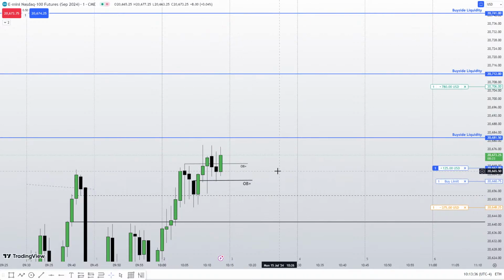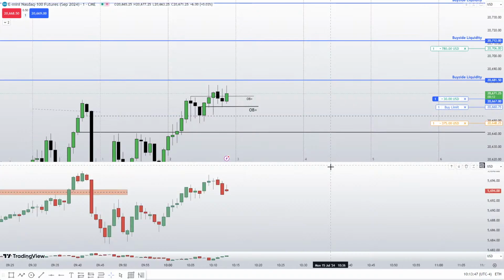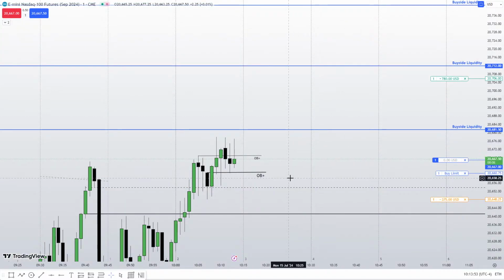So these are the times when you should take some partials at this buy side liquidity and move your stop loss to break even to avoid further loss. These are the times. We have some SMTs. Yeah, cool.